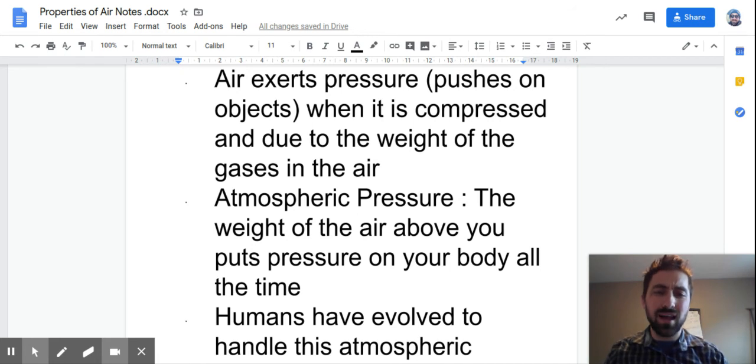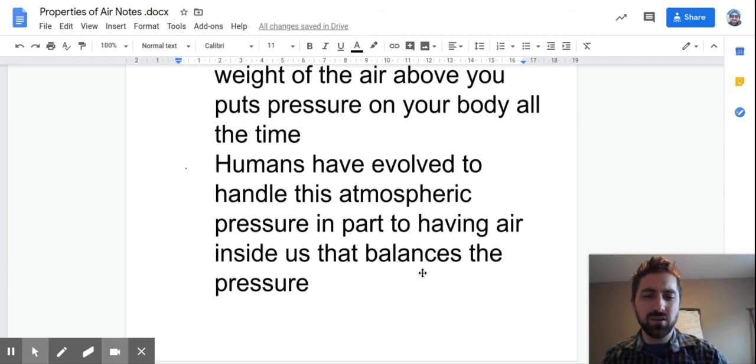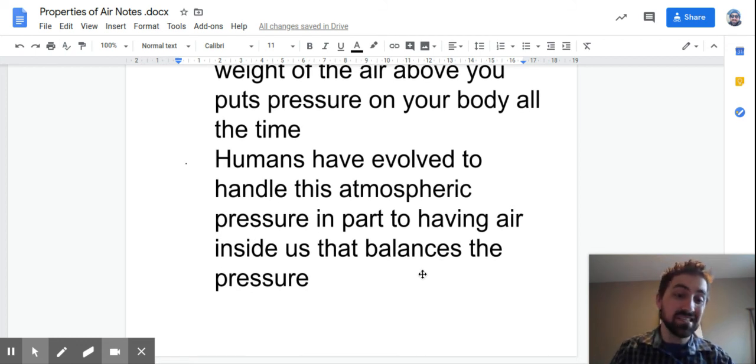If you go to another planet that had denser air and more pushing down on you, it would be harder to walk around because you'd have more weight pushing down on you. Humans have evolved to handle this atmospheric pressure, in part due to having air also inside us that balances out that pressure. So that's a quick introduction into the 6 properties of air that we see around us all the time, but we don't necessarily take notice of.